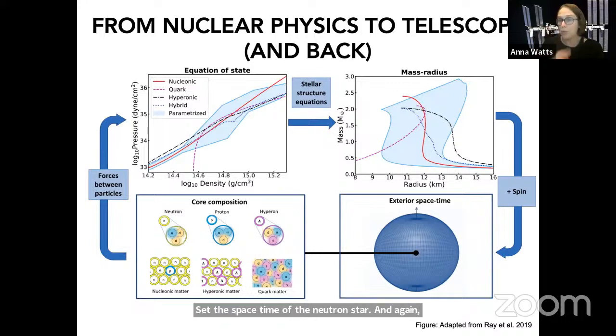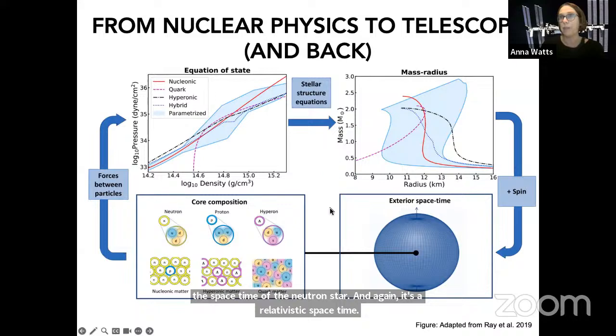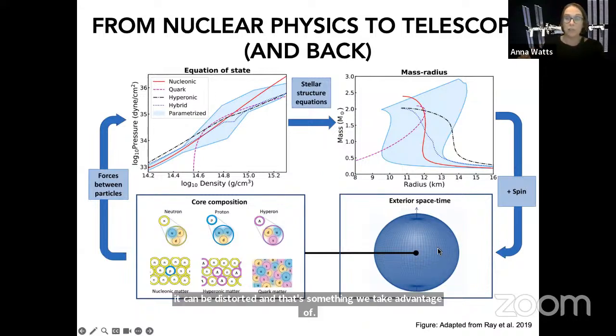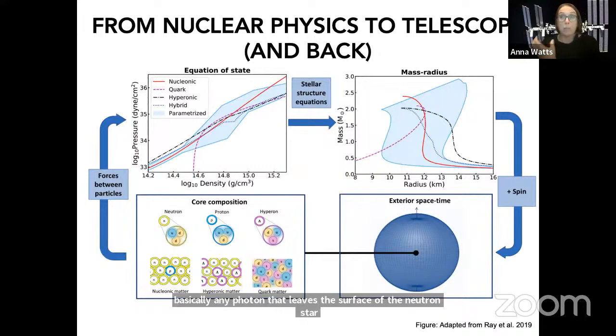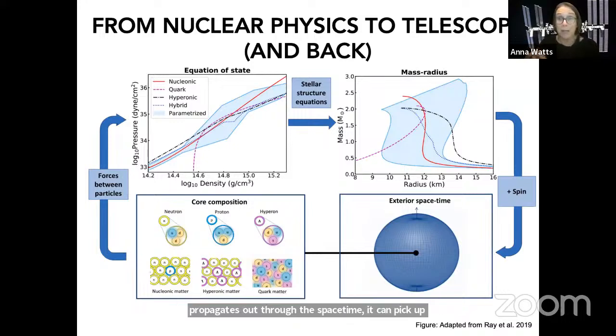So it can be distorted, and that's something we take advantage of. Basically, any photon that leaves the surface of the neutron star propagates out through this space-time. It can pick up the imprint of things that depend on the mass and the radius, and we can actually model that. From this, we can measure mass and radius.